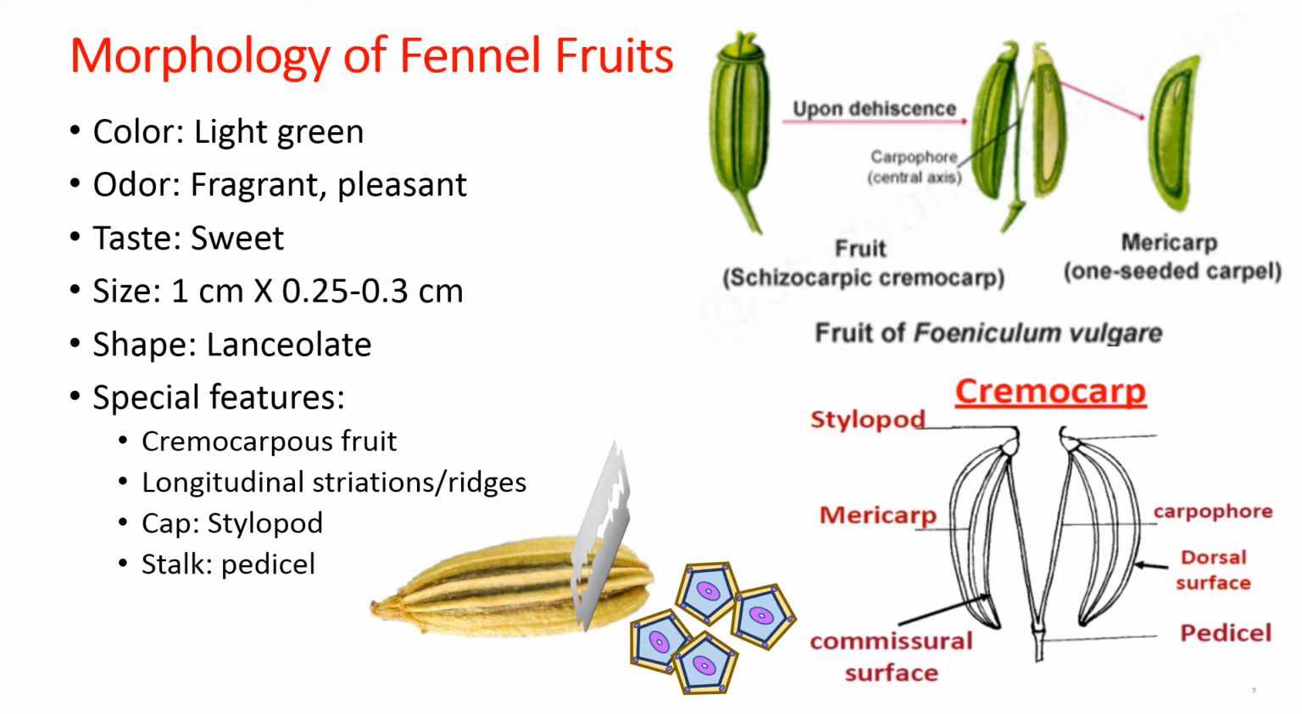Usually the transverse section comprises roughly pentagonal to star-shaped sections. Now, this is a single mericarp, and if these two mericarps are joined to each other, they form a cremocarp. There is no need for us to have a TS of the entire cremocarp. A single mericarp is sufficient because the other mericarp is just the mirror image of the first one.